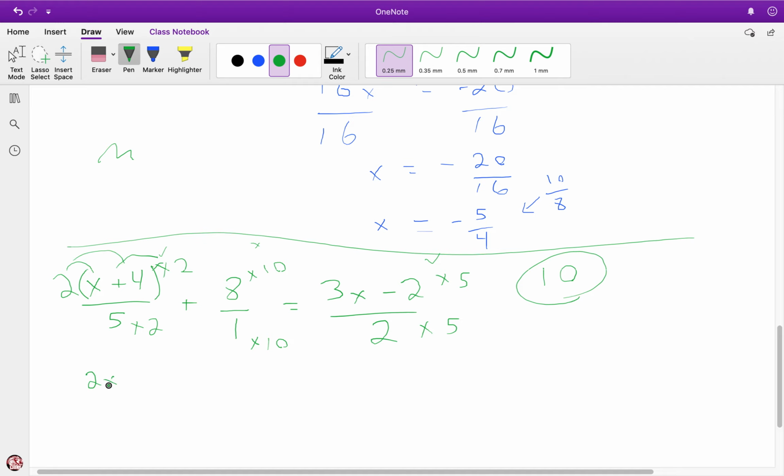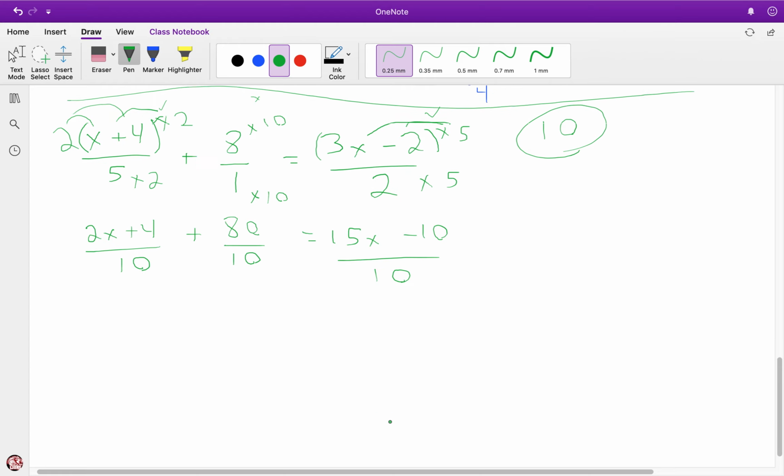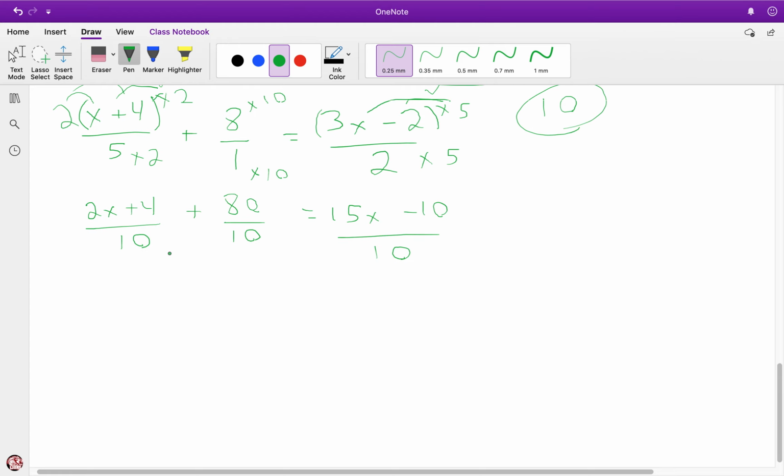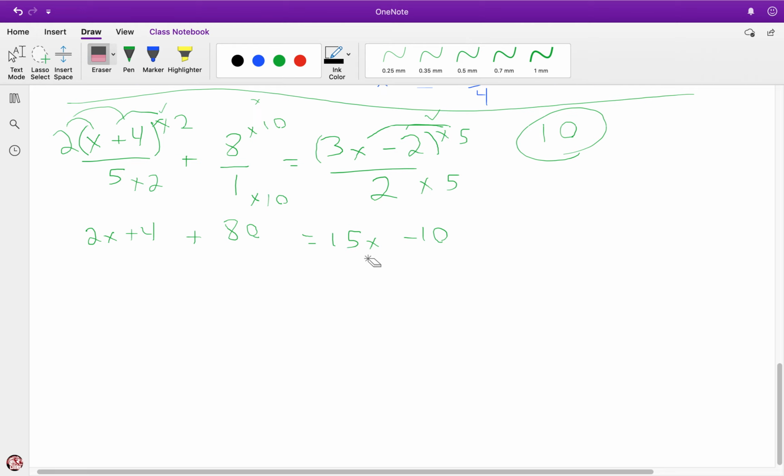So that's going to be 2x plus 4 over 10 plus 80 over 10 equals, now we're doing the bracket here again, I'm going to multiply in, 15x minus 10 over 10. Now we've reached our goal of having all the denominators the same. So once we have that, let's just get rid of them. And boom.